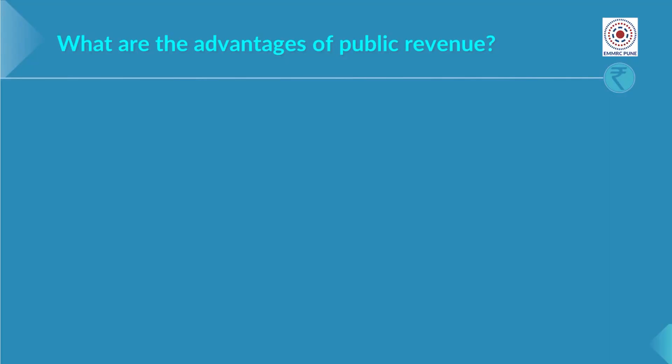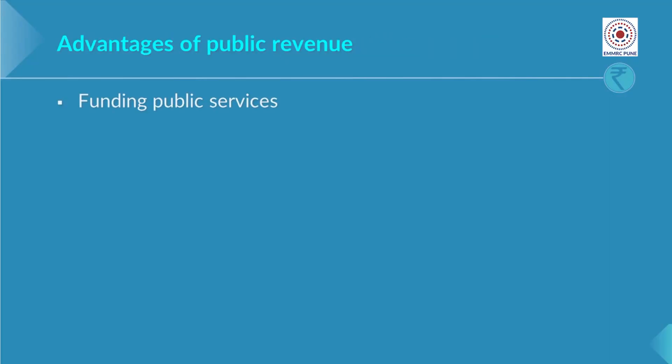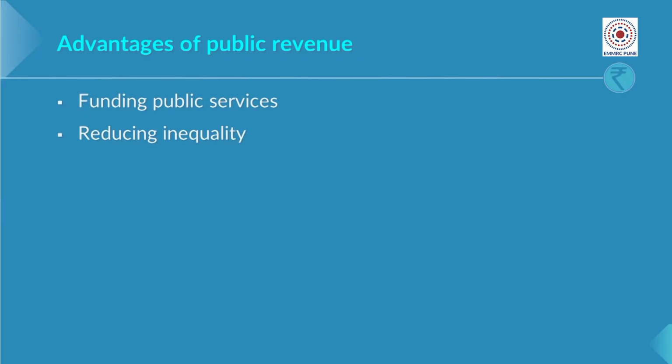What are the advantages of public revenue? The advantages of public revenue are funding public services. Public revenue is used to fund essential public services such as education, healthcare, infrastructure and public safety. For example, the government uses tax revenue to fund public schools, hospitals and roads.